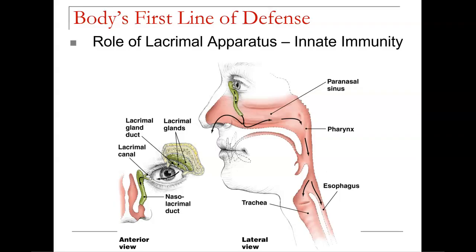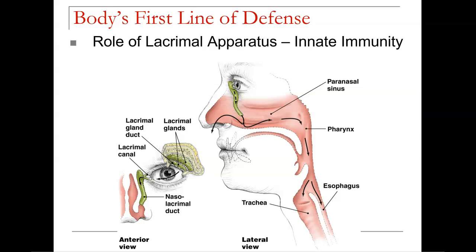Our next innate immunity defense is going to be the lacrimal apparatus. Now, your lacrimal duct is going to be found here that you see in the eye, and a lot of times it's referred to as the nasolacrimal duct. The lacrimal glands are found in the upper portion of your eyelid, as you see in that first picture on the left. Once it releases the tears and the enzymes that are in it, it's going to flow across the eye.